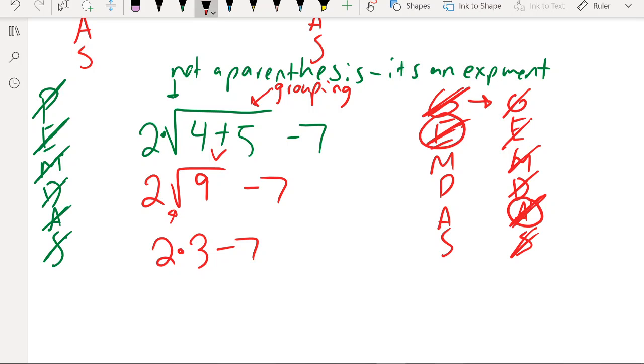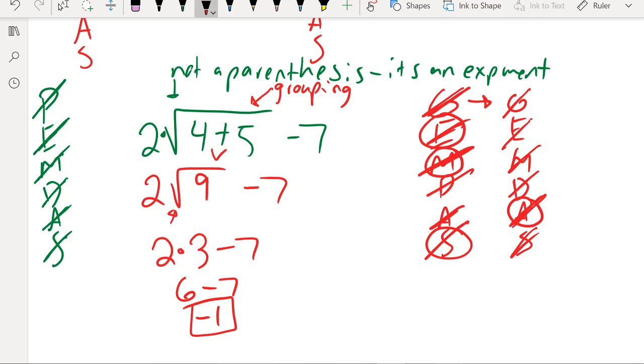Oh, wait, I meant to circle that. I have a multiply to do. 2 times 3 is 6. All right, done with my multiply. No division, no addition, just subtraction. 6 minus 7 is the opposite of 7 minus 6. 7 minus 6 is 1. The opposite of 1 is negative 1. That is my answer. So I can evaluate, if I use GEMDAS, other kinds of grouping besides just parentheses, right?